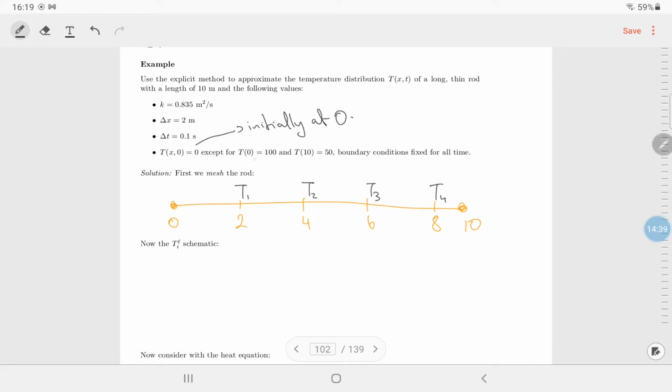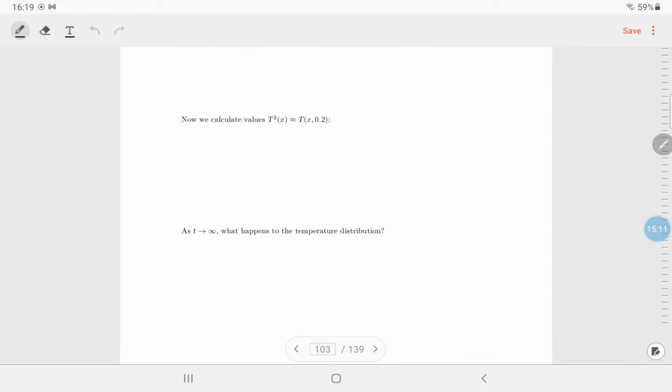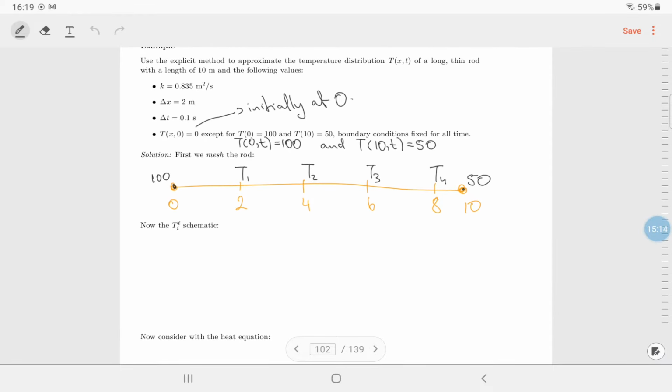Except now this isn't great. So this should be T at 0 equal to 100 and T at 10 equal to 50. Now what that means is at the distance x equal to 0 at any time the temperature is fixed at 100. And over here at distance equal to 10 at any time it is kept at 50. Okay. It's easy to calculate the thermal equilibrium. We'll do that a bit later on.